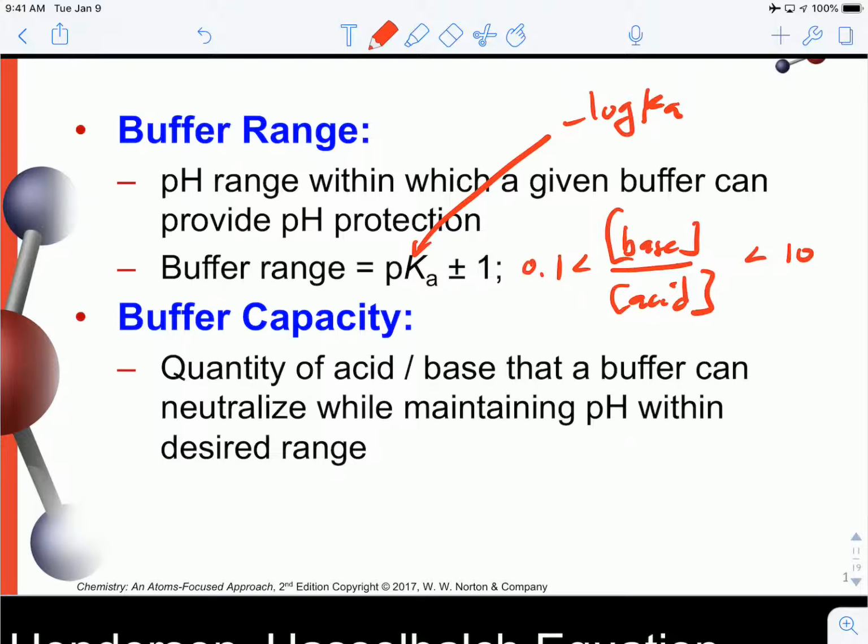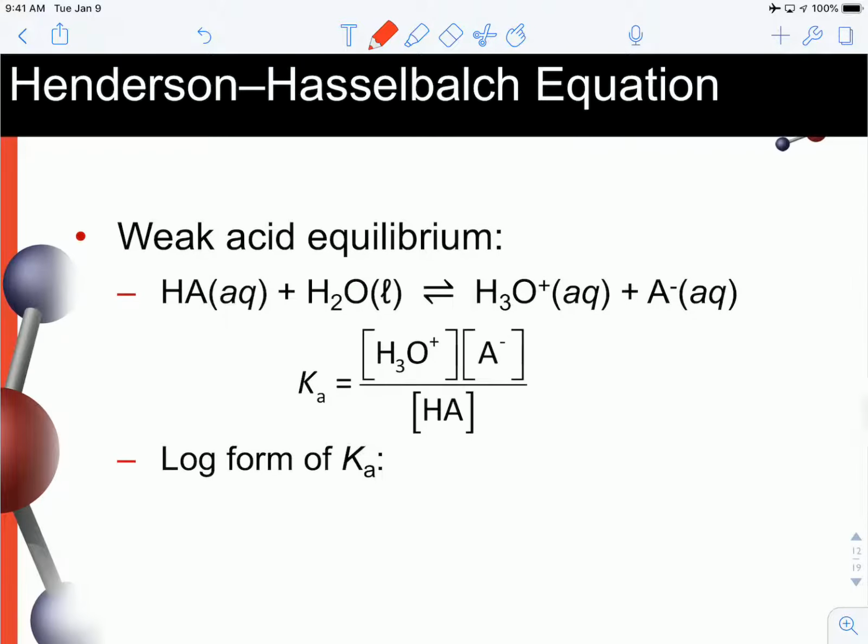So the buffer capacity is actually how much it can neutralize. And this is where you want them equal amounts. So effectively you can neutralize. Now it depends. You might have a situation where neutralizing acid is more important than neutralizing base, and you might not have equal amounts if you're actually doing this from an industrial perspective. So here's an important equation. It's called the Henderson-Hasselbalch equation. It relates the acid and base components together in one equation.